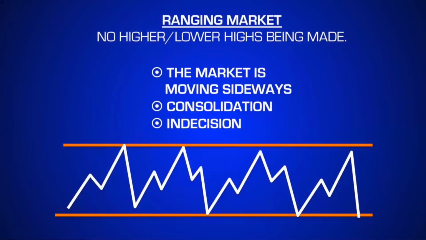Next, you have what is called a ranging market. This is not trending. So you see how the market is moving sideways. It's just going up and down, but it's not really going upward in any kind of direction with any kind of momentum, or downward with any kind of direction and any kind of momentum. There are other words for this. The market is moving sideways. It's called consolidation. It's also known as indecision.